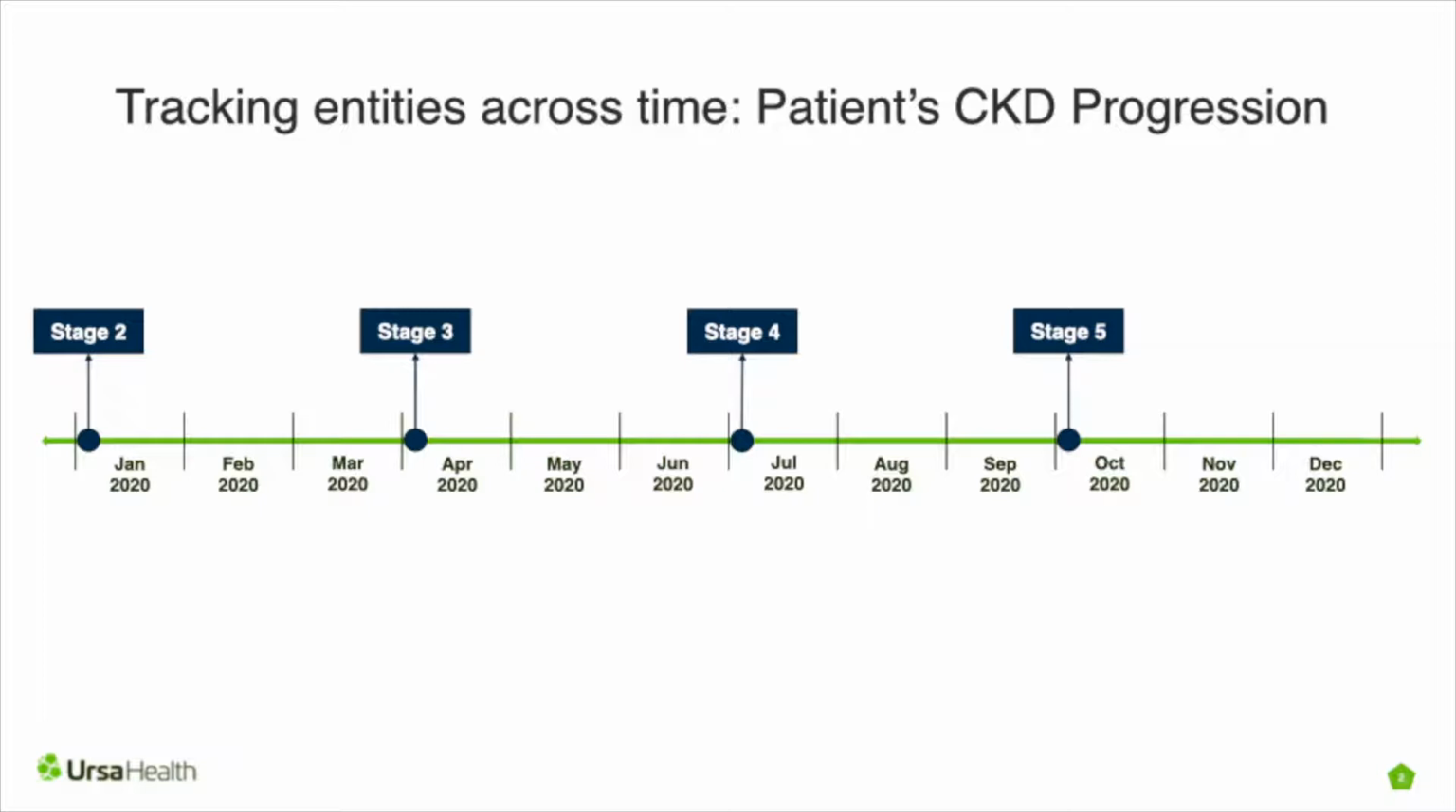We would capture that progression in a timeline object. The object would have 4 records for the patient. The first record would capture the time during which the patient was at stage 2. The second record would capture the time period in which the patient moved to stage 3. The third record would capture stage 4, and so on. Each of these records would describe the patient's changing characteristics over time.